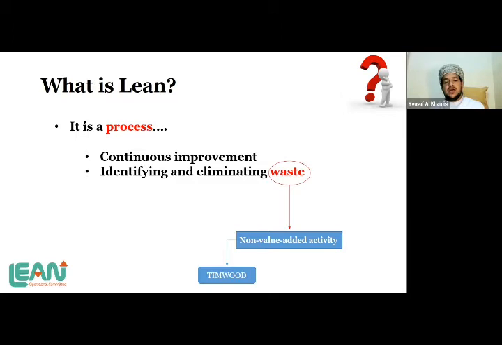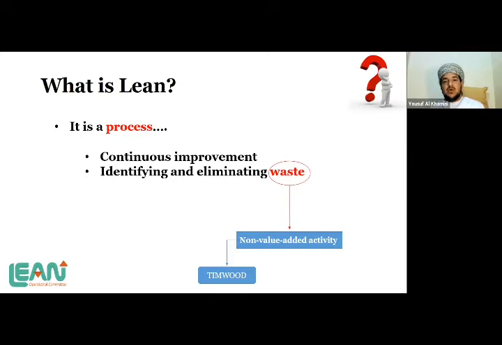TIM WOOD is an abbreviation for T for transport, I for inventory, W for waiting, O for over-processing, and the second O is for overproduction, and D for defects or errors. So these are the wastes we aim to remove from our processes. Lean is about removing the waste or the non-value added activity from our processes.